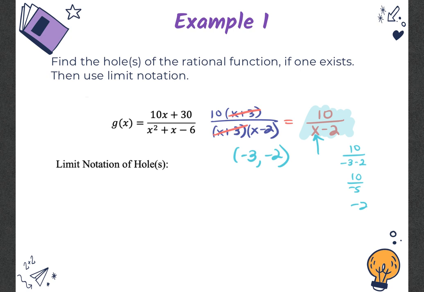With me so far? Good. Then I do the limit. Limit as x approaches the x value of my hole, which means -3 from the left, and the limit as x approaches -3 from the right. Whether it approaches from the left or the right, my y value is going to be -2. Good?